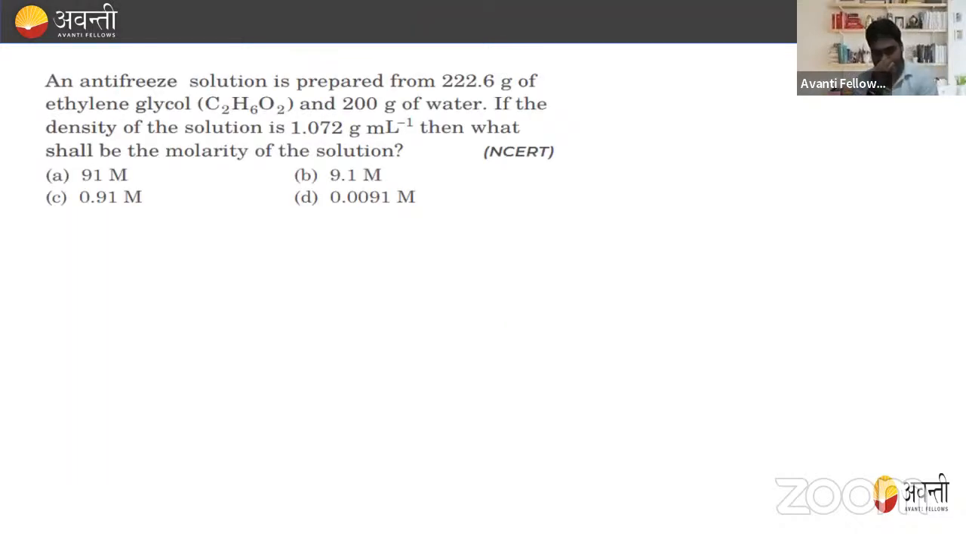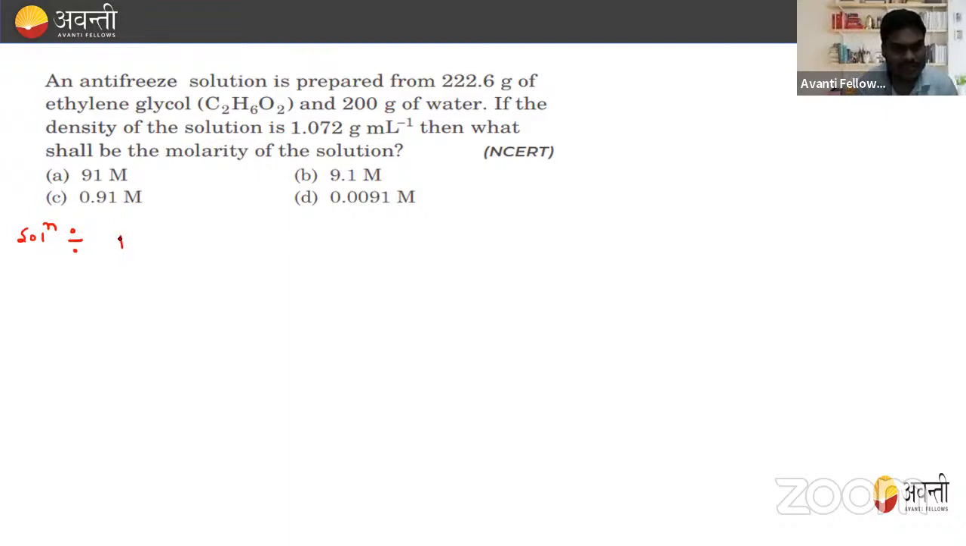Now, let's move to the next question. An antifreeze solution is prepared from 222.6 gram of ethylene glycol and 200 gram of water. Now, if the density of the solution is this, then what shall be the molarity of the solution? You have to calculate the molarity and density is given. Whenever density is given, we can use the formula of density to find volume. For molarity we require volume, but here the volume is not given, so by using the density we can easily calculate it.